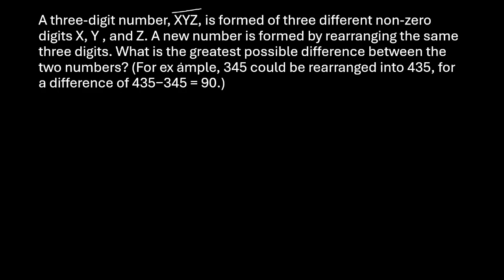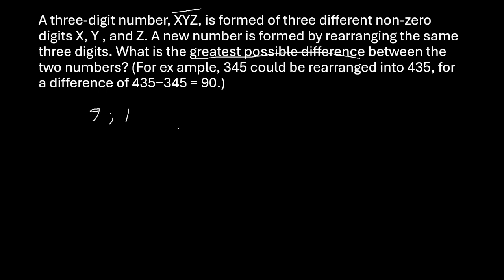Okay, we want to get the greatest possible difference. When can we get the greatest possible difference? If we have the smallest digit subtracted from the greatest digit. So what do I mean? We need a 9 and a 1, because if we subtract 1 from 9, that would be 8. That would be the greatest difference we can have.